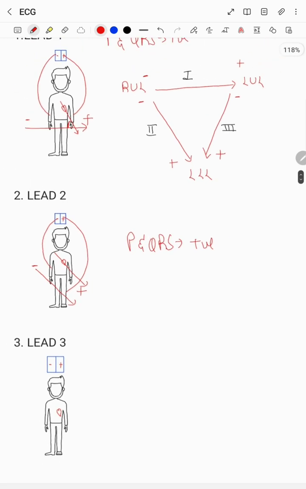In lead 3, the negative is attached to the left upper limb and the positive is attached to the left lower limb. This is negative, this is positive. This is the direction of current and this is the direction of impulse from heart. So again, P and QRS will be seen as positive.